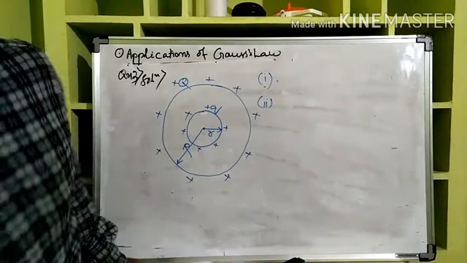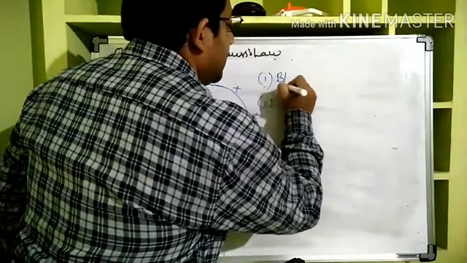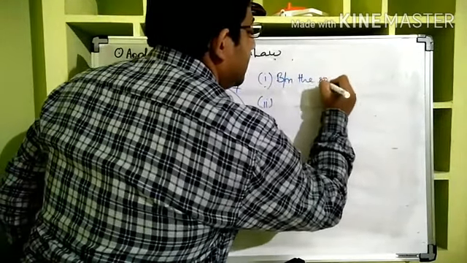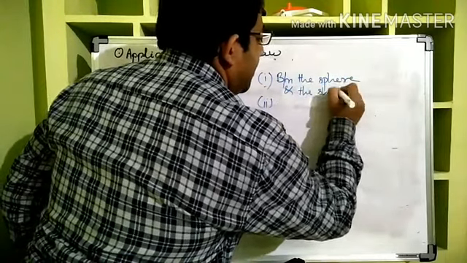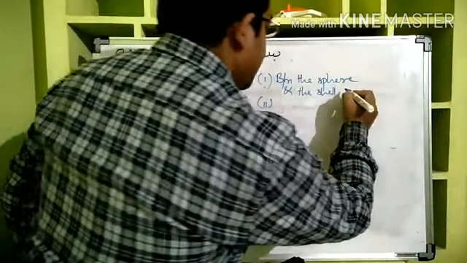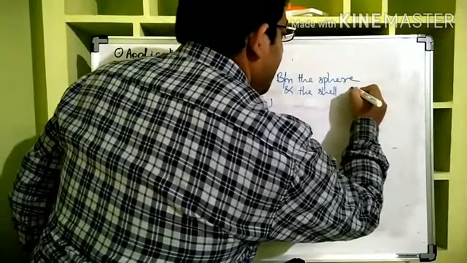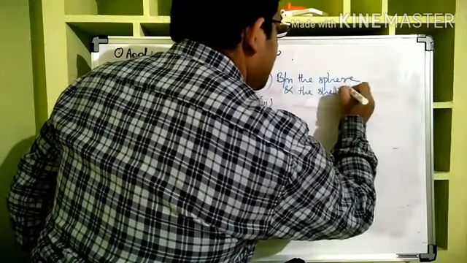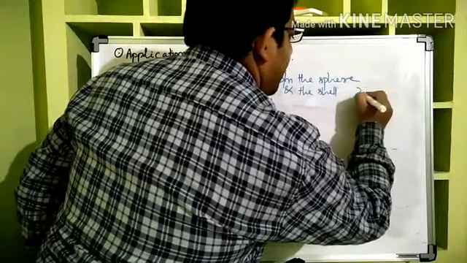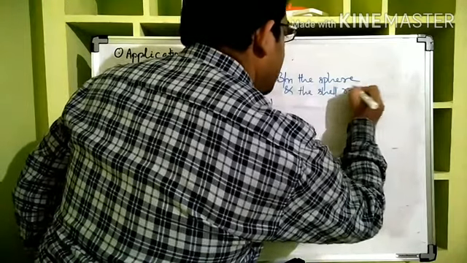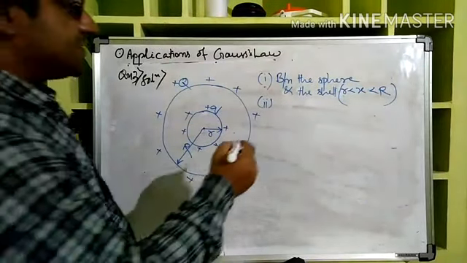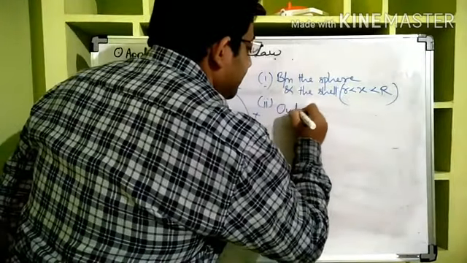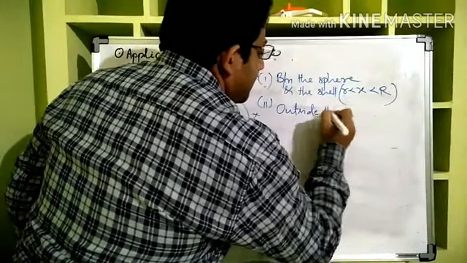Between the sphere and the shell, somewhere in between here, x is there, that point P is there, where we can say x is greater than small r but less than capital R, right? And the second bit is outside the sphere.